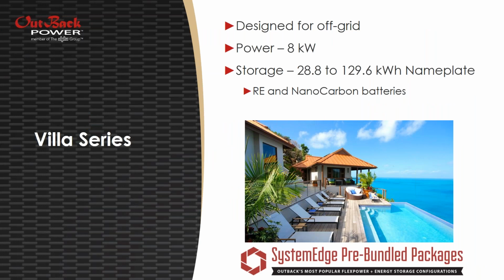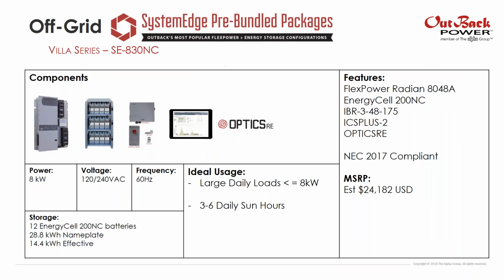So the next family of products for off-grid applications is our Villa series. First one is built around our 8 kilowatt Radian. This can accept up to 16 kilowatts of PV. We've got just around a 15 kilowatt hour battery bank of useful storage, 30 kilowatt hours nameplate, 120, 240. So again, we can power those 240 volt loads, a little bit larger, continuous loads that we can run with this system.